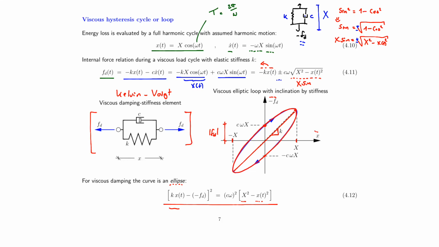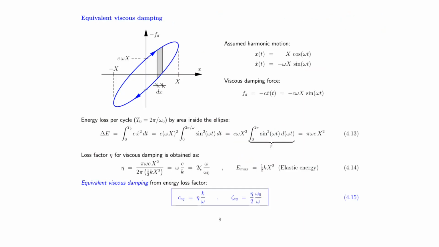And for other damping models, we will of course have non-elliptical behavior, as you've seen previously on a slide. And the question is, of course, how will this hysteresis look when we have friction, when we have fluid damping, and other types of damping mechanisms. The main idea of today is to convert other damping models into an equivalent viscous damping model.